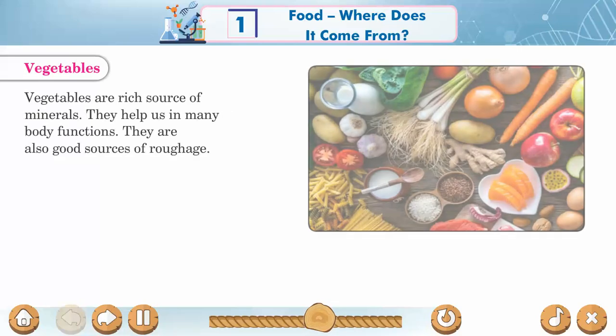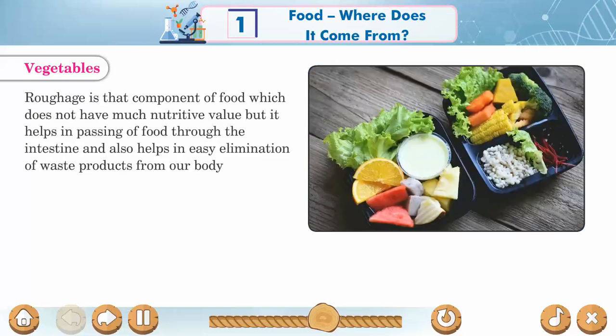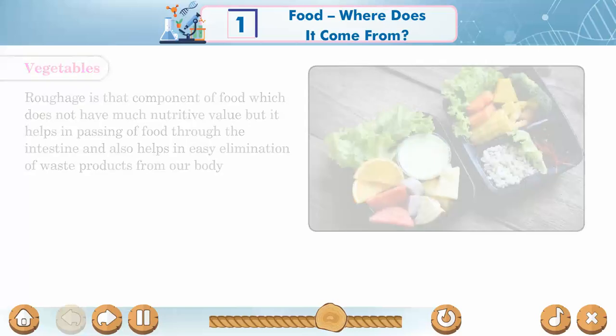Vegetables. Vegetables are a rich source of minerals. They help us in many body functions. They are also good sources of roughage. Roughage is that component of food which does not have much nutritive value, but it helps in passing of food through the intestine and also helps in easy elimination of waste products from our body.